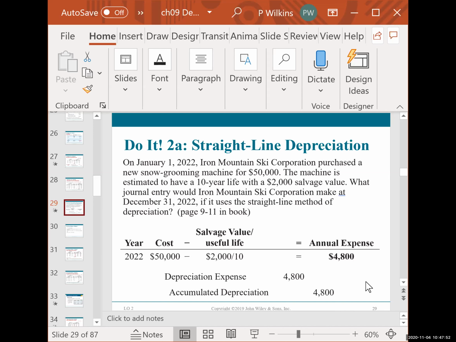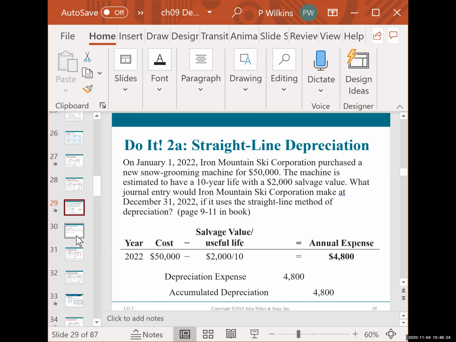So it would be a cost of $50,000 minus a salvage value of $2,000, right? And that takes it down to $48,000, which is your depreciable cost, divided by the useful life of 10 years, means our annual depreciation expense is $4,800. So we would debit depreciation expense $4,800, and we would credit accumulated depreciation $4,800. Okay? And that is in the book on page 911. It shows the answer there too.